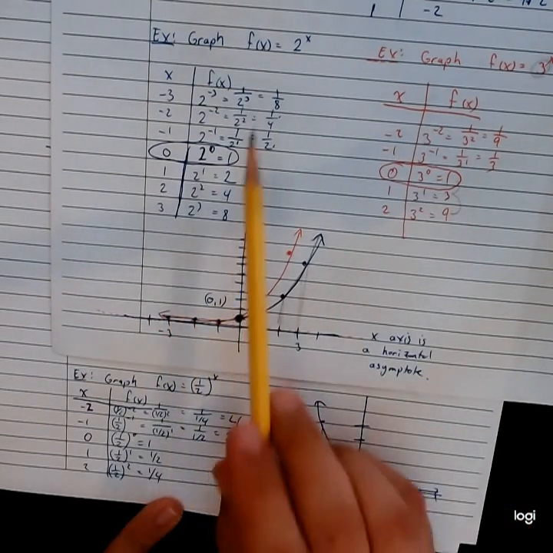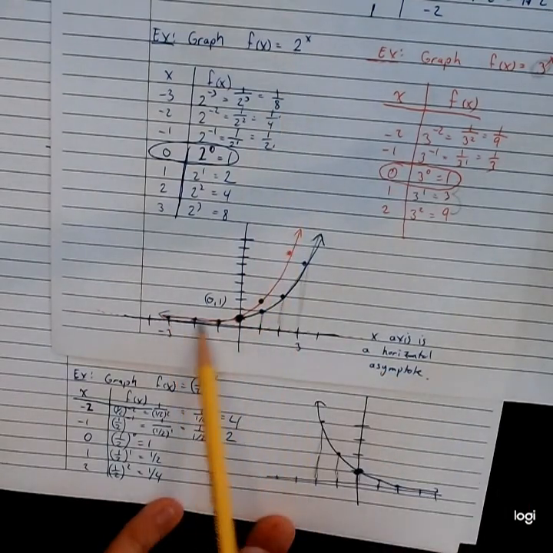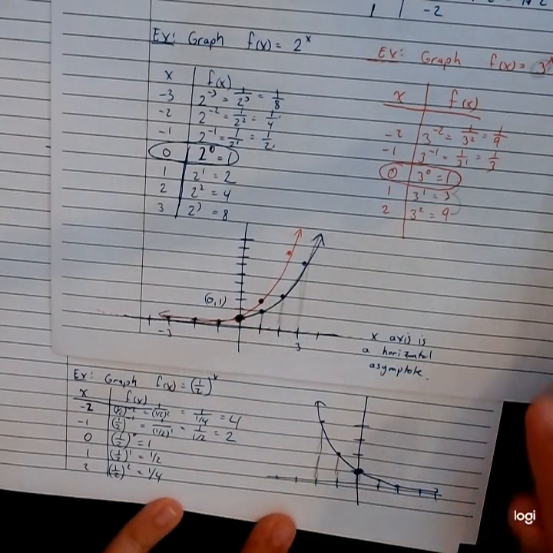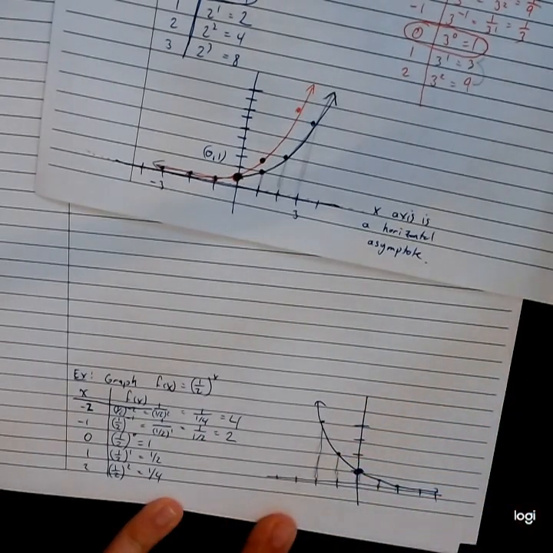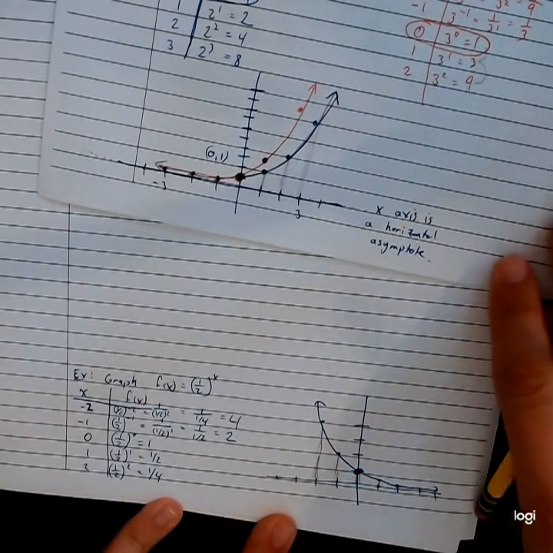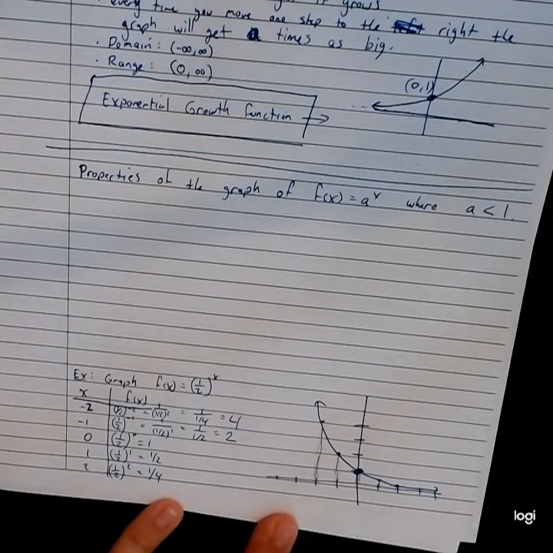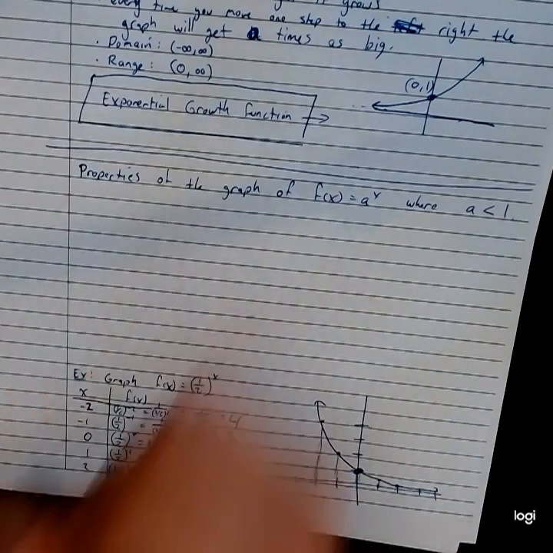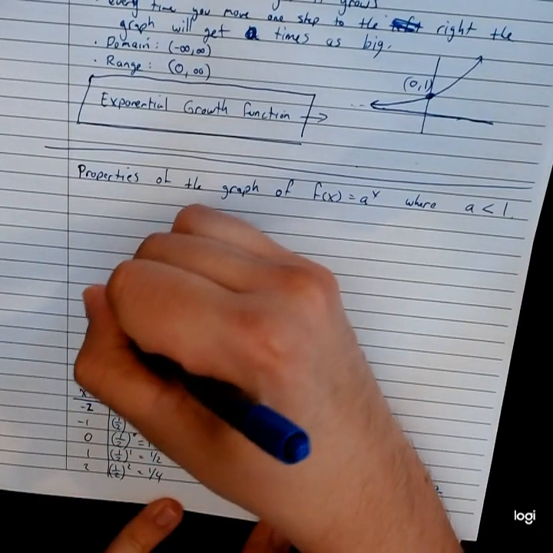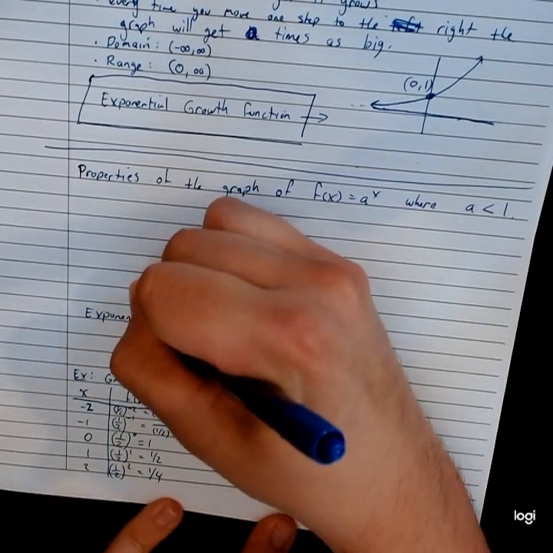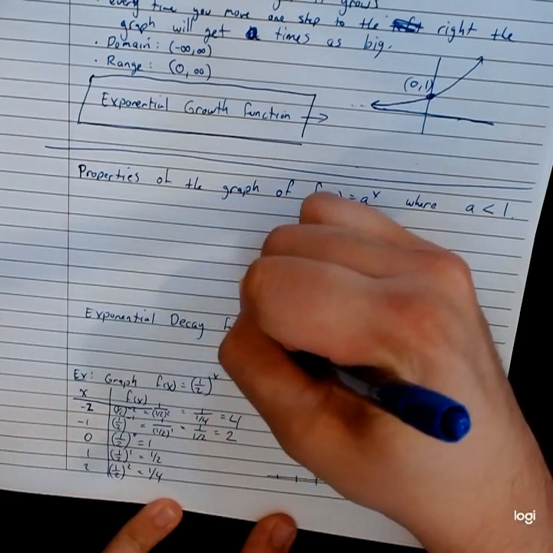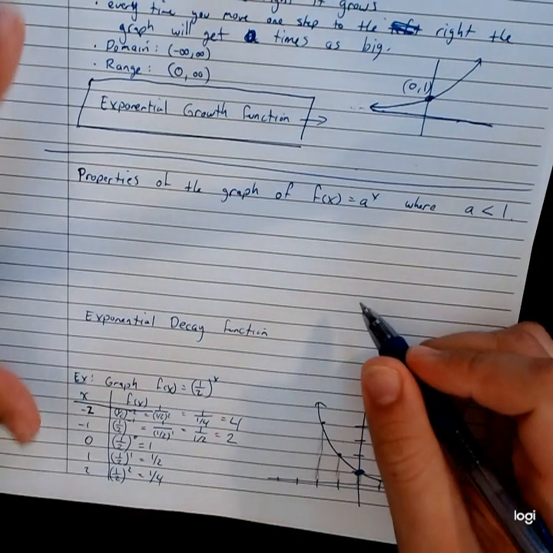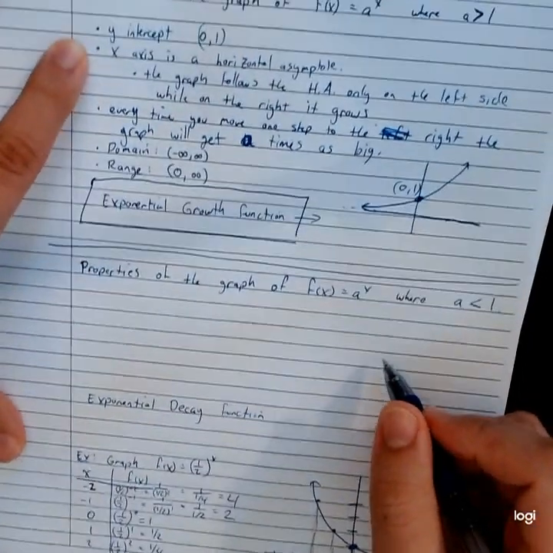Whereas the exponential function with a base of 2 grows to the right, the exponential function with a base of a half shrinks to the right. The way we say this is that it decays. This is called an exponential decay function. So whereas the other is called exponential growth, this is called exponential decay. And it has pretty much all of the same properties.